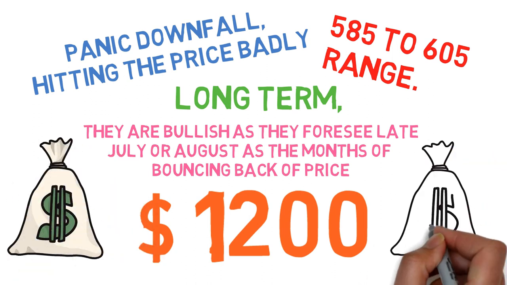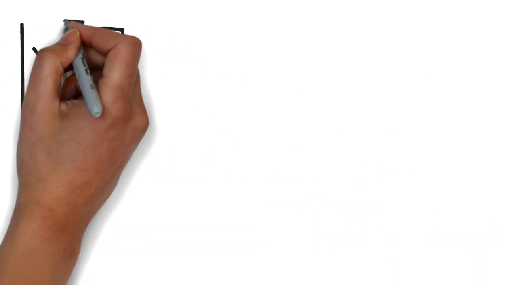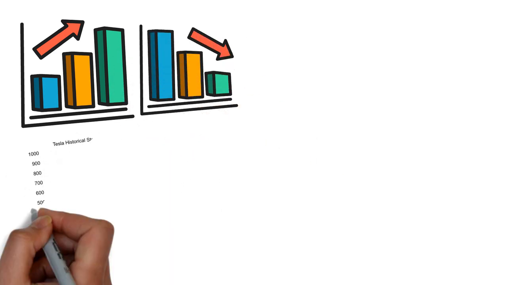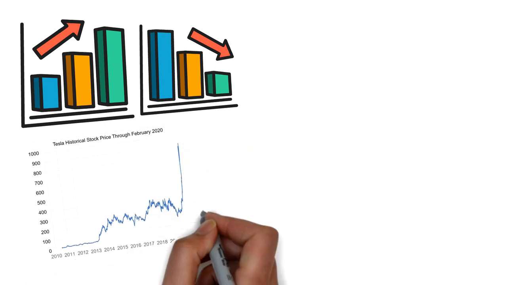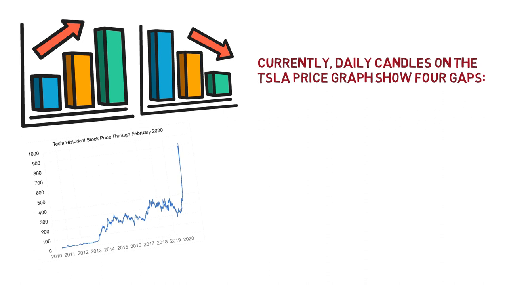The answer lies in the gaps on the daily candle chart. By gap, we mean change. Change in price level between close and opening of two consecutive days trading, or candles. Usually these gaps are filled before the price takes any major move in any direction. Currently, daily candles on the Tesla price graph show four gaps.